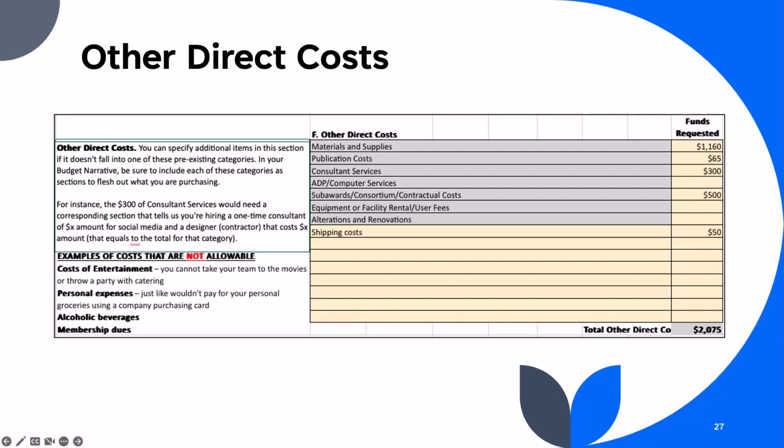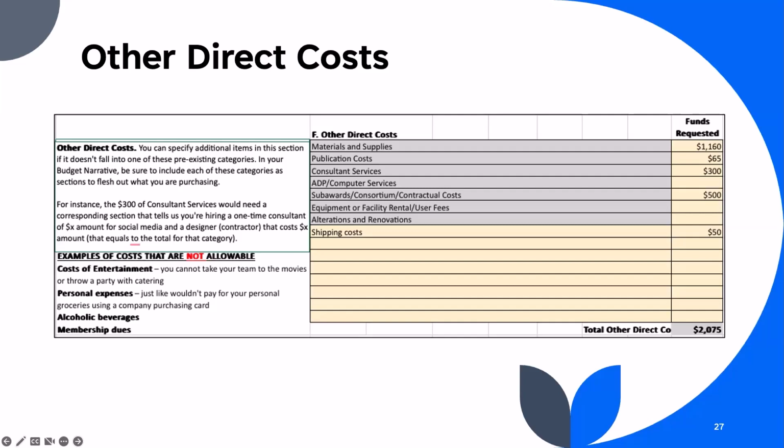And then subawards and consortium and contractual costs. This one we may or may not be using, and I'll talk a little bit more about it in the next couple of slides. You can see the rest of the categories listed there, and we'll be walking through some of these. Again, on the left, if you're annotating notes for yourself, you might annotate some of the descriptions or definitions of the different sections. Other direct costs says you can specify additional items in this section if it doesn't fall into one of the pre-existing categories.